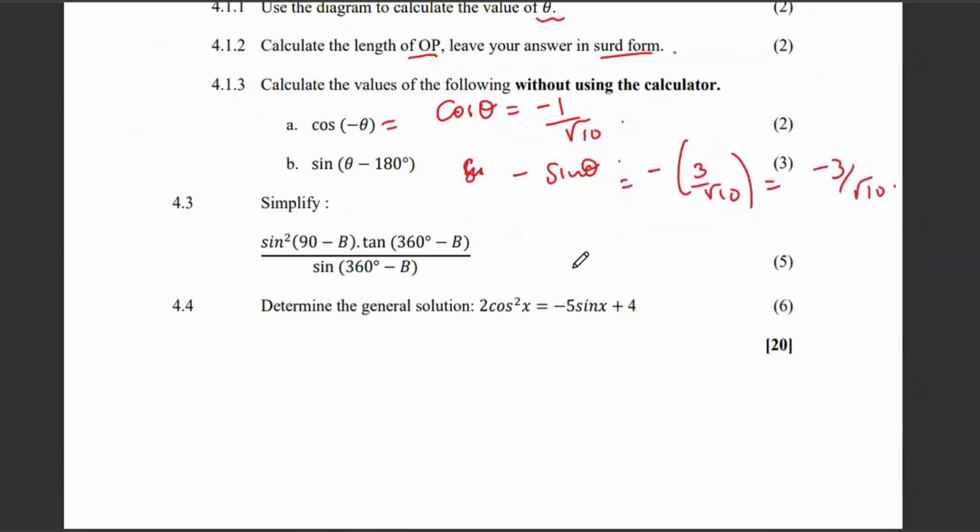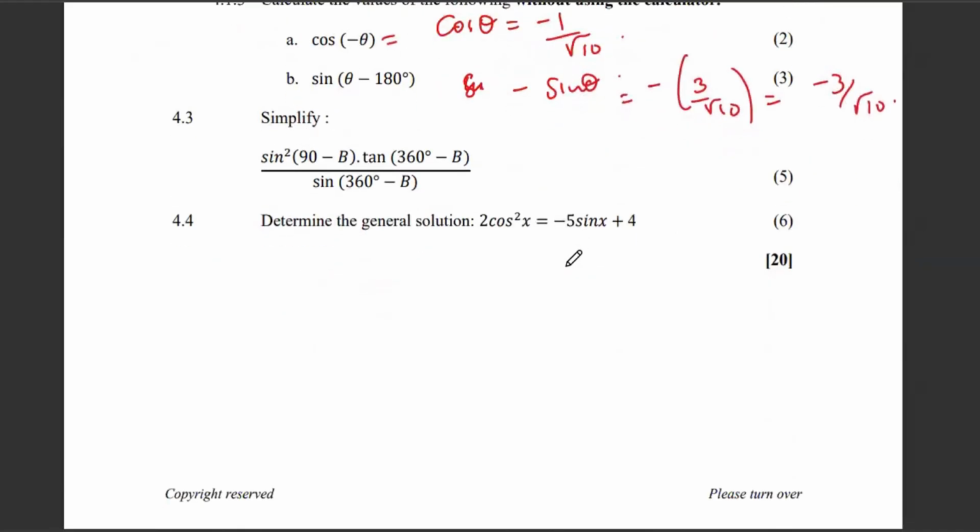Okay, then 4.3, they want us to simplify this. So we know that sine squared of 90 minus, this must give us a cos. So that's going to be cos squared of B. And then the tan of 360 minus, we know that this is the fourth quadrant and tan is negative, okay? So I'm going to change it into a negative sine of p over cos of p.